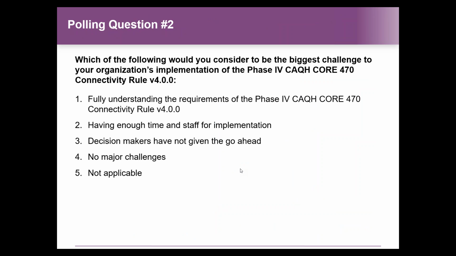So Drew, I'll hand the call back over to you for our second polling question. Wonderful. Thank you very much, Bob. And so this brings us to our second polling question of the webinar. And like the first one, I'll read the question, and then I will launch the poll for everyone to directly answer on their computer screens. So this question asks, which of the following would you consider to be the biggest challenge to your organization's implementation of the Phase 4 CAQH CORE 470 connectivity rule version 4.0.0?